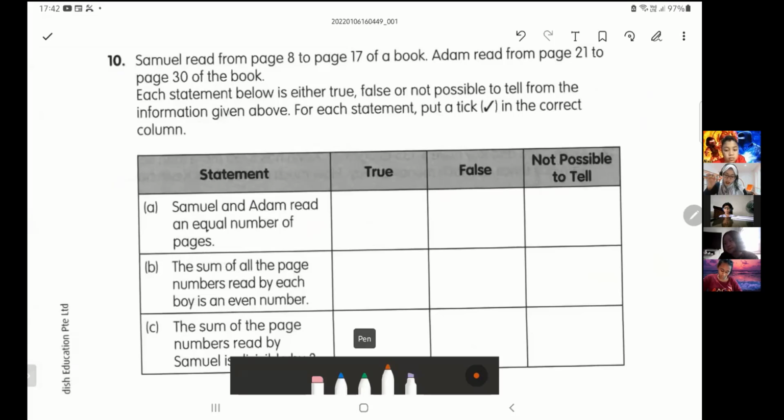Samuel read from page 8 to page 17 of a book. Adam read from page 21 to 30 of the book. Each statement below is either true, false, or not possible to tell from the information given above. Samuel and Adam read an equal number of pages.